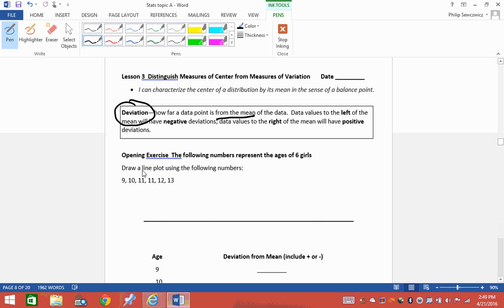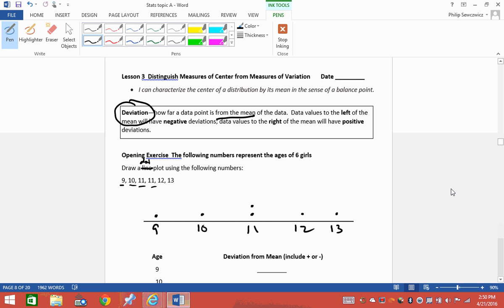We want to draw not a line plot, we want to call this a dot plot. Draw a dot plot using the following numbers. They're all pretty much bunched together, so I can do a 9, a 10, an 11, a 12, and a 13. How many 9s do I have? I got one of them, so I'll put a dot. How many 10s? I've got one. Look, these are all in order. I got two 11s, so 1 and then 2, and then I got a 12, and then a 13. Notice I tried to keep them all on the same line as best as I could.